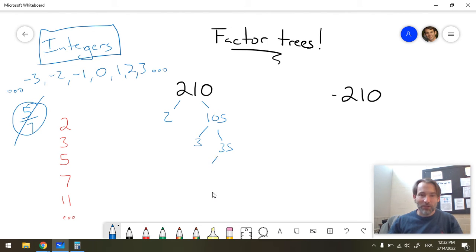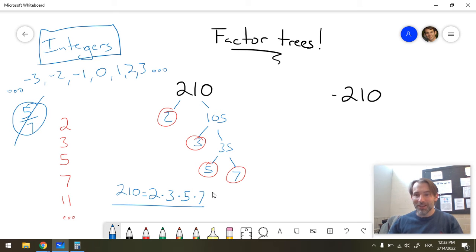So now I can take out a factor 5, and I can remember from my times tables that 5 times 7 is 35. Now I can go ahead and circle all of my primes, and I could write that, therefore, 210 is equal to 2 times 3 times 5 times 7. Cool. That's the prime factorization of 210.